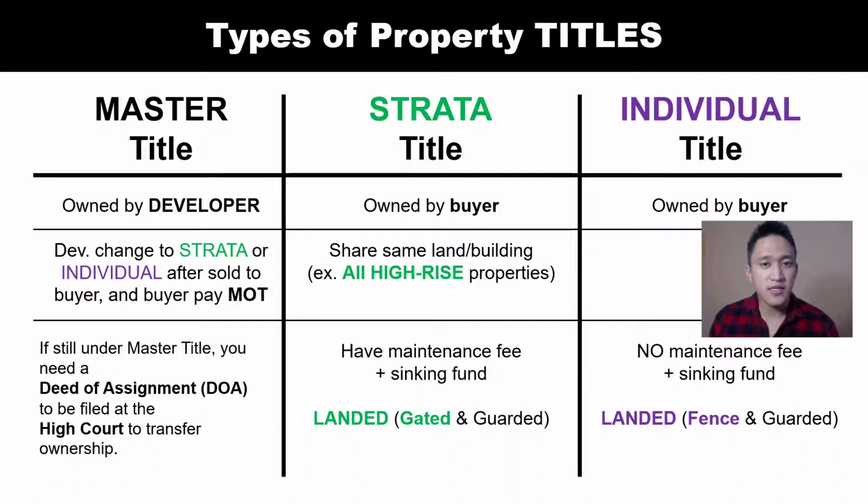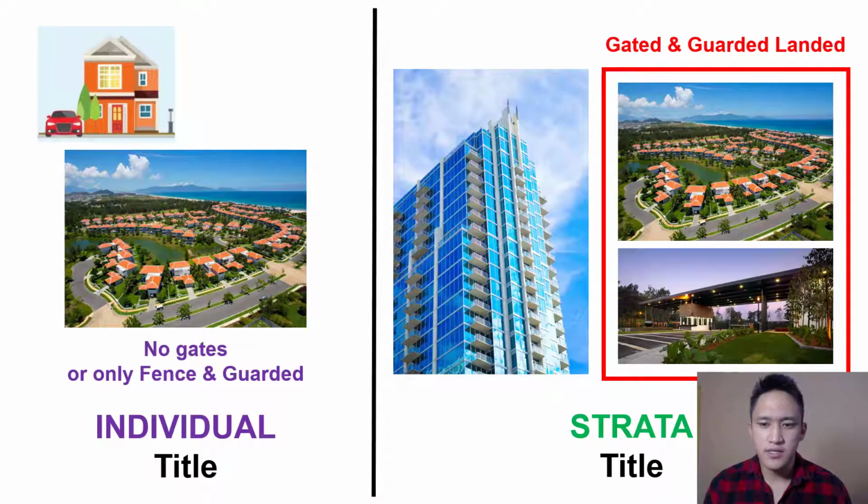It's strata if it's gated and guarded. It's individual if the landed is fenced and guarded. Okay, I'll explain this part over here. So high-rise condominiums, high-rise service apartments are all definitely strata. Office buildings, all strata. But for landed, okay, you have to see whether or not it's gated and guarded or they just put, like, a simple fence around, and that's why we call it fenced and guarded.